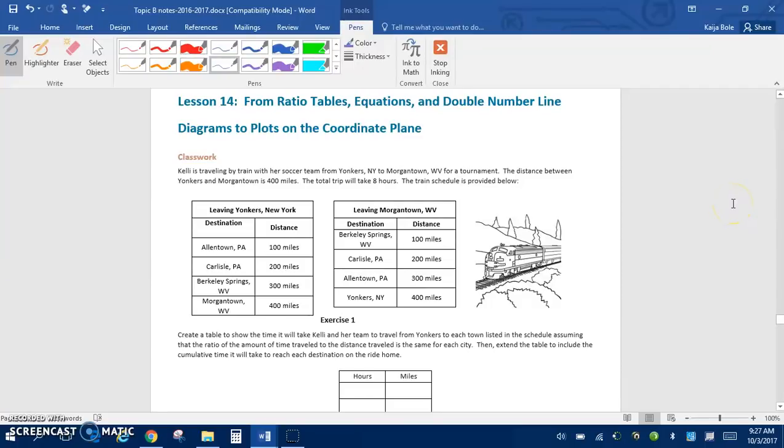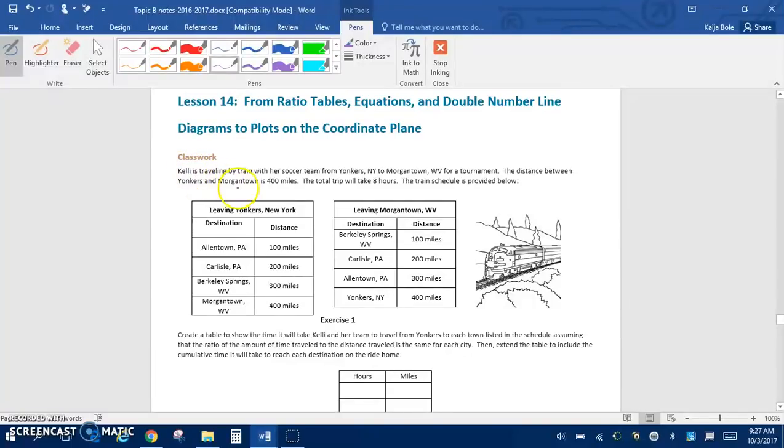Alright, so here we are on lesson 14, from ratio tables, equations, and double number line diagrams to plots on the coordinate plane. So this is kind of like putting it all together in a sense. And we're on page 16 of your yellow note packet. So we're going to start here with this example.